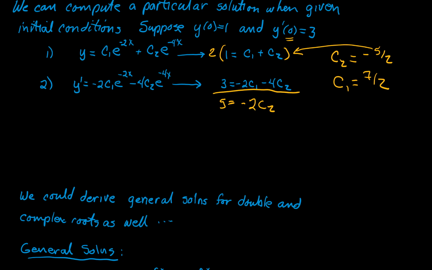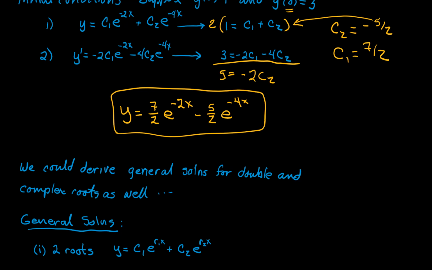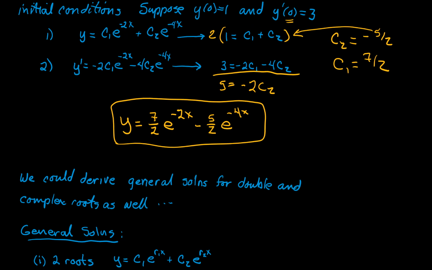With that information, that allows us to then provide for a particular solution, and that particular solution is going to be y is equal to, now be careful, I'm looking at the top of the screen, c1, so that's going to be 7 over 2 e to the negative 2x plus c2, well, that's going to be a negative 5 over 2 e to the negative 4x. There is our particular solution based on the initial values that are shown at the top of the screen.